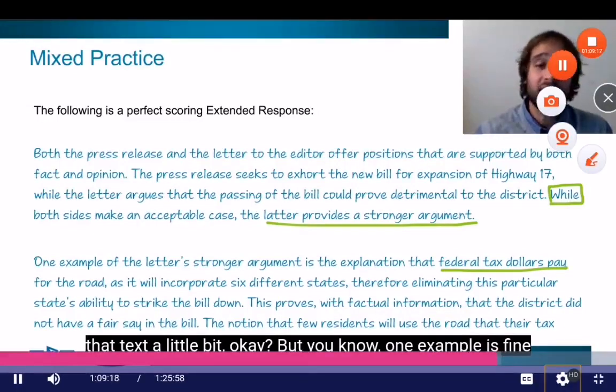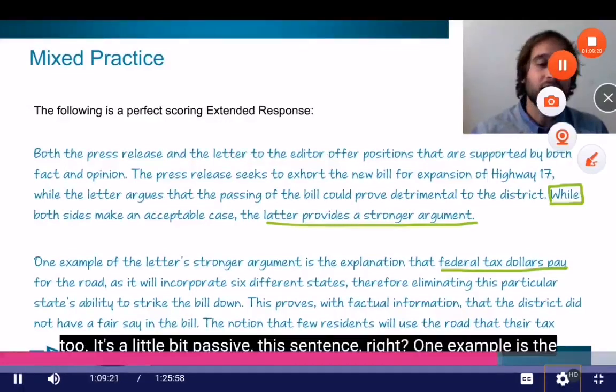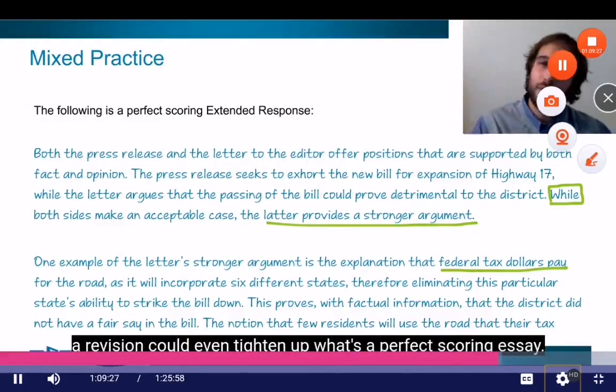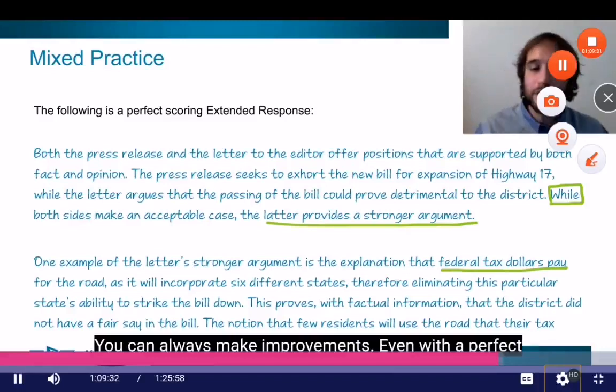But one example is fine too. It's a little bit passive, this sentence. One example is the explanation. So that's what I'm saying: a touch of revision could even tighten up a perfect scoring essay. We can always make improvements. Even with a perfect score, our writing can be better.